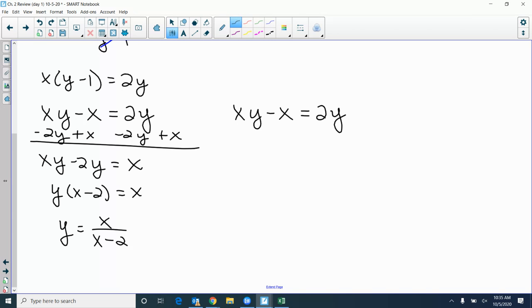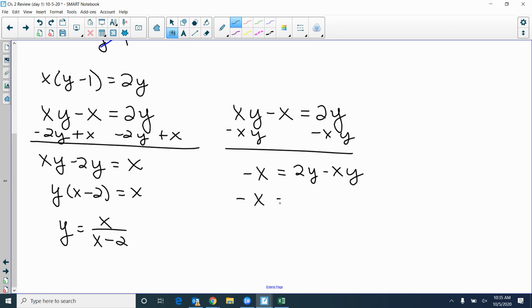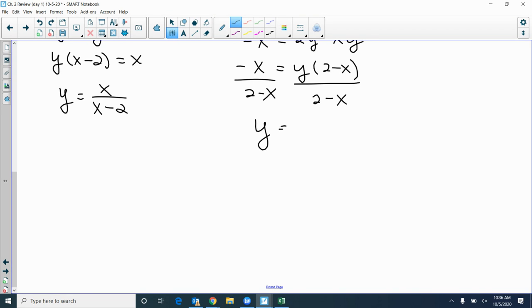So that's why I cloned it over there to the right. Instead of moving the x and moving the 2y, what could I move right away? I could just subtract xy. So you could do this, and I get negative x equals 2y minus xy. Factor out your y, and then divide by 2 minus x. Let me just reverse the order, put y equals negative x over 2 minus x.